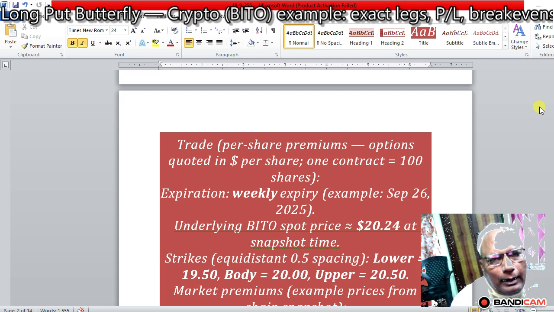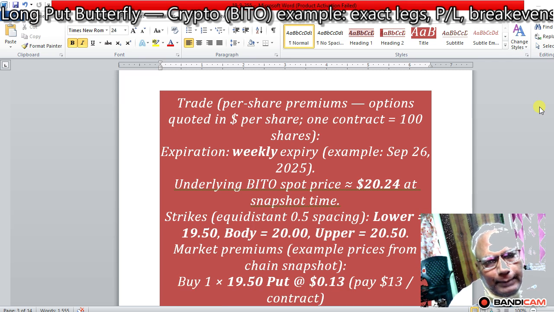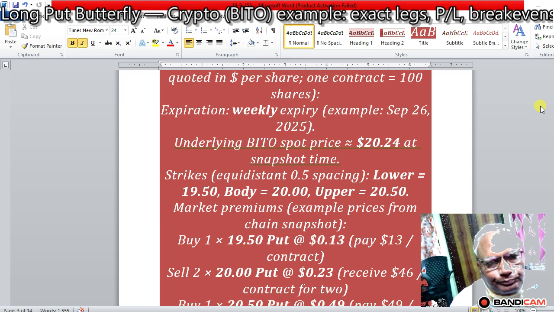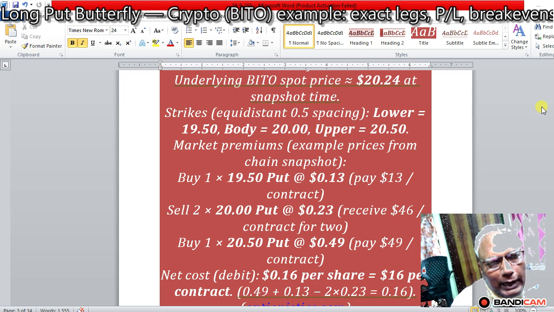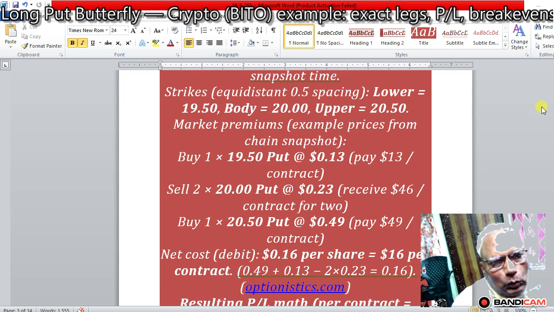Trade per share premiums, options 2025. Underlying BITO spot price is $20.24 at snapshot time. Strikes are equidistant with 0.5 spacing: lower 19.5 buy 1, 2 into the 20 put sell, and the upper strike buy 1, at $20.46 per contract for the 2 by 1.